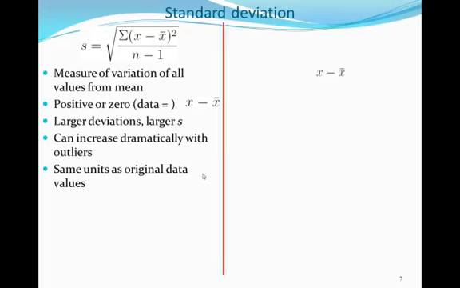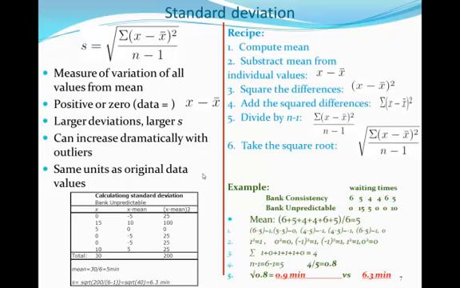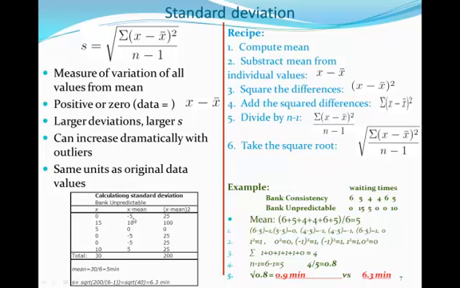Let's first go through the first formula for the standard deviation, where s represents the standard deviation and equals the square root of the summation of (x minus x bar) squared, divided by n minus 1. The standard deviation is a measure of the variation of all data from the mean. It can only be positive or 0. A large s can also increase dramatically with outliers. And it has the same units as the original data values.